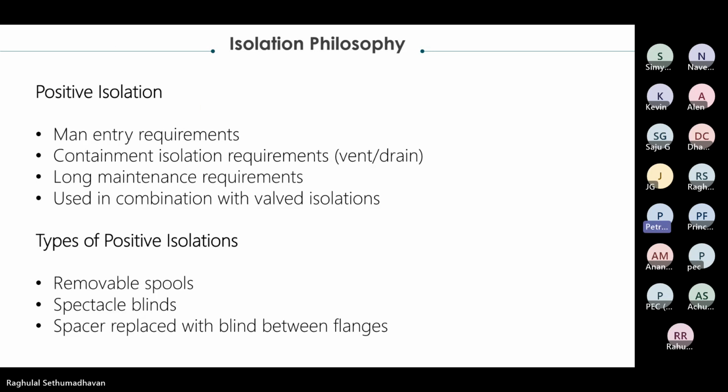Next type of isolation is positive isolation. Okay, this positive isolation will be used when there is a man entry involved. Also, if proper isolation for containment of the fluid is required. It will be used for long maintenance requirements, and sometimes it will be used in combination with the valved isolation also. So the types of positive isolations are removable spools, spectacle blinds, spade and spacer, and blind flanges.